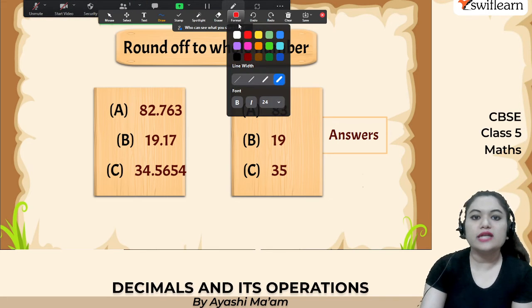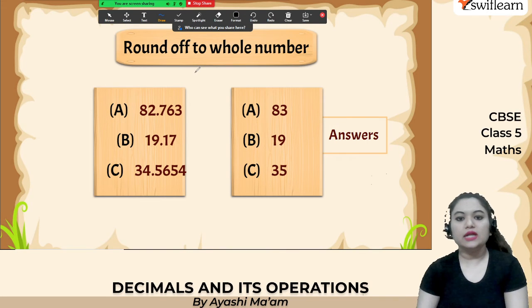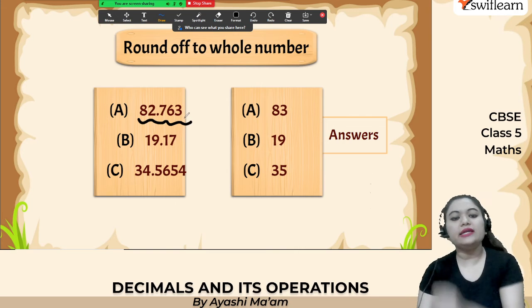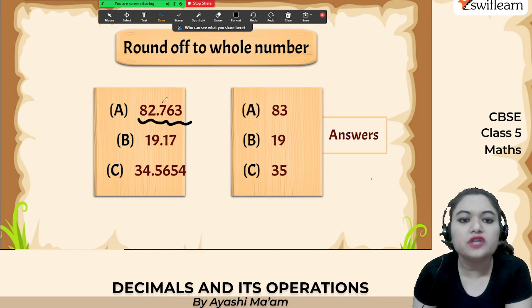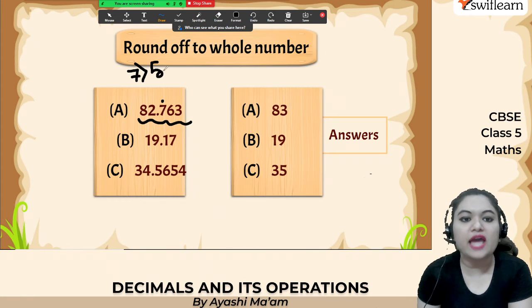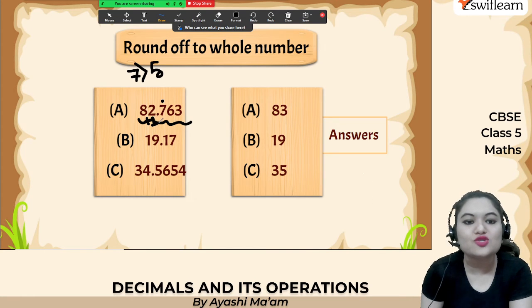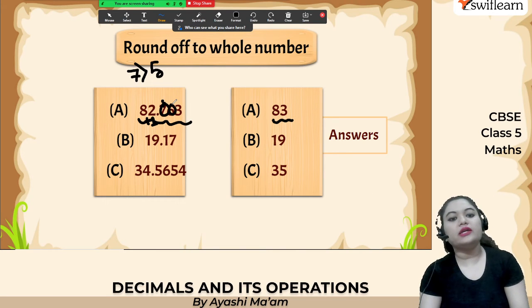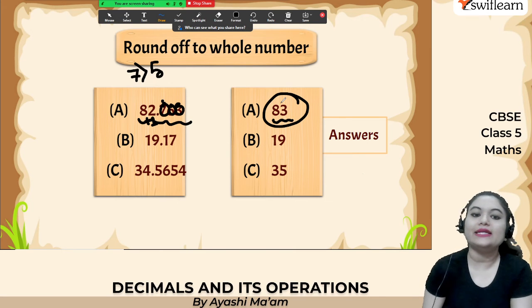All right, so let's try a few. So look at the first one. It is 82.763. After the decimal point, we have 7. And 7 is greater than 5. So we will do plus 1 to this 2, right? And it will become 83. And after the decimal point, we are turning all the digits into 0. Therefore, our rounded off number will be 83.